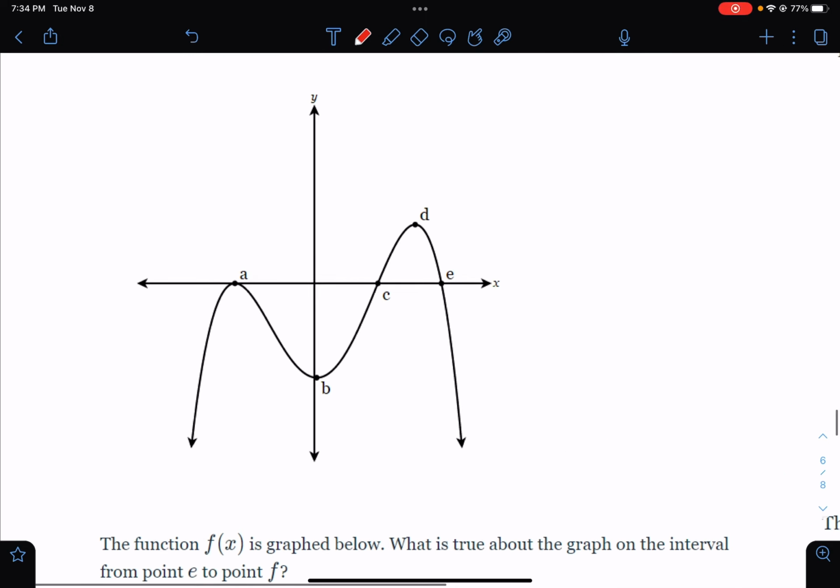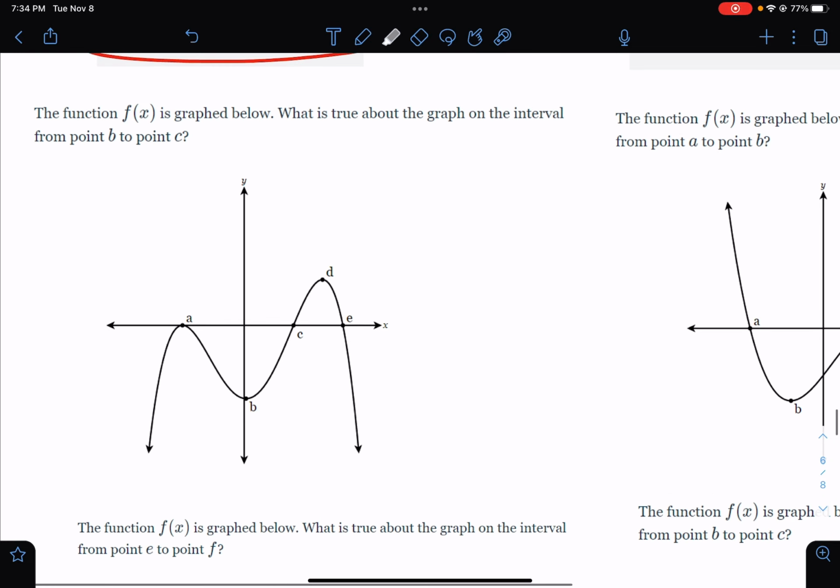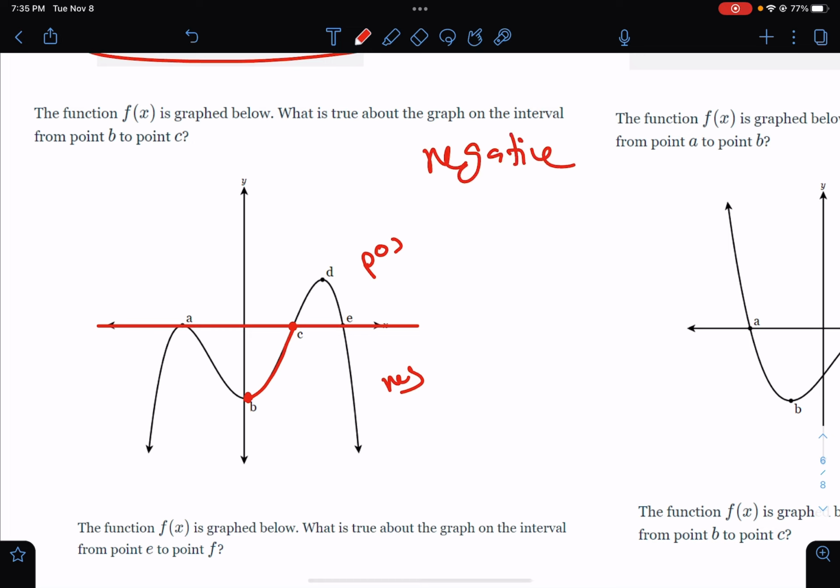So the next one, they want us to look at point B to C. So that's going to be from here to here, okay? So again, to figure out if it's positive or negative, if it is above the x-axis, we're positive. If it's below, we're negative. We can see that this one is negative. And then imagine we're reading a book, we're going from left to right. Are we going up or down? We're going up, so it's going to be negative and increasing.